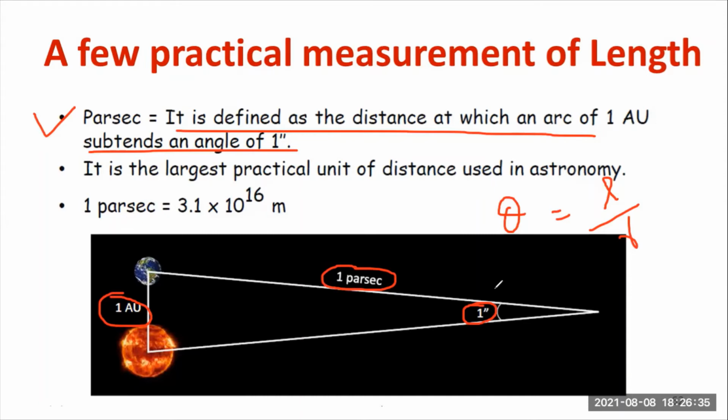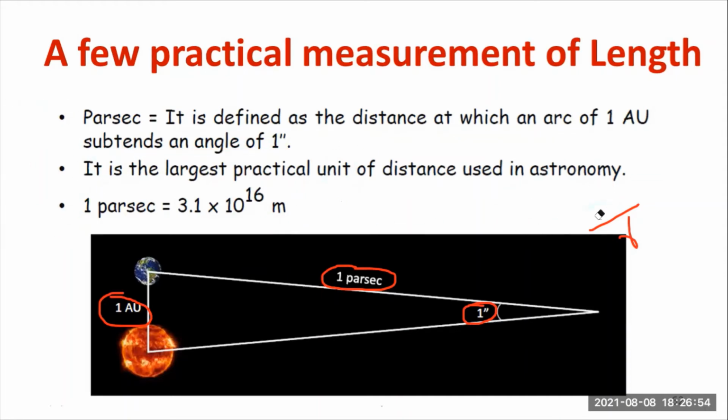So 1 parsec can be written as 3.1 into 10 to the power 16 meters. This is the dimension of 1 parsec. You can imagine how much length it is. It's a huge dimension, and you can represent the 1 parsec, 1 astronomical unit, and the angle in this fashion.